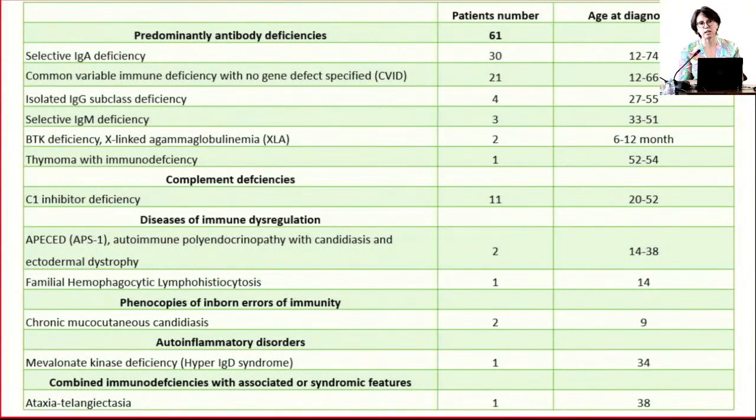Selective IgA deficiency usually goes asymptomatically and is usually diagnosed accidentally. So it's the biggest part of the immunodeficiencies with the lack of antibodies, but also common variable immunodeficiency, isolated IgG subclasses deficiency, selective IgM deficiencies, and thymoma with immunodeficiency. We have several cases. As I told, C1 inhibitor deficiency is also quite well diagnosed, and as you can see, we don't have so many other diseases.